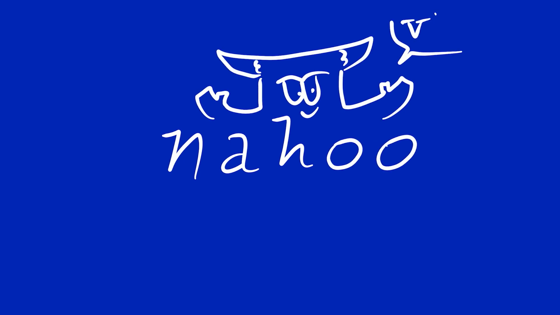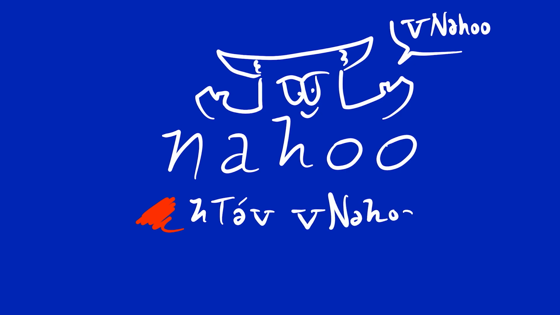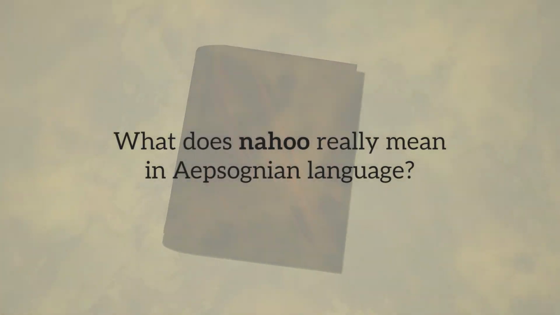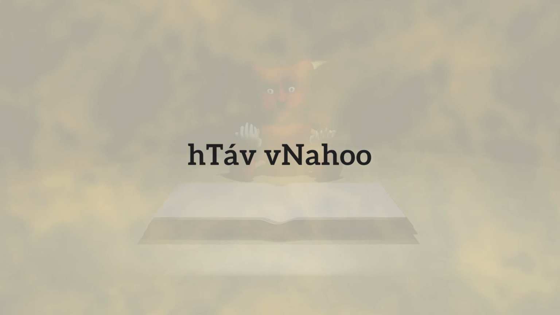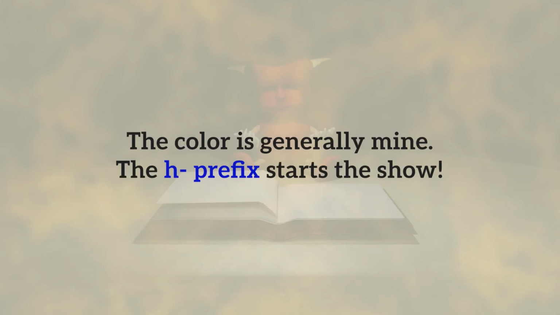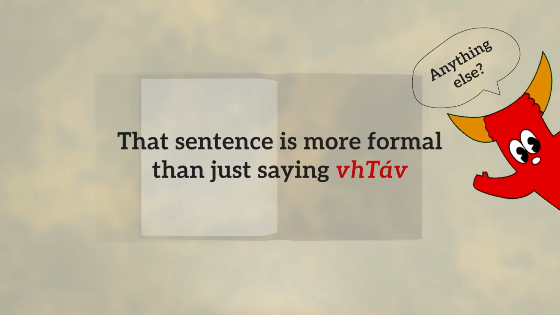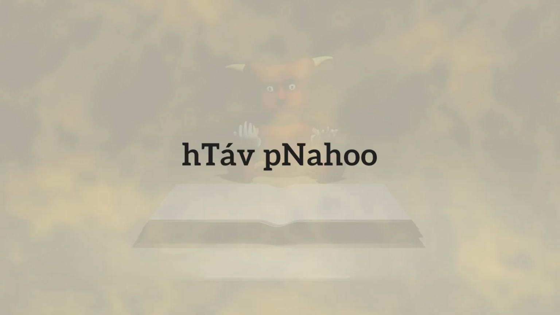In some of the previous videos, I was talking about the word naho. Vnaho, pnaho, and rnaho are the variations of this preposition. However, naho is a word root which is equivalent to of in English. So if we make a sentence like this, htav vnaho, the color is generally mine, meaning there's no exception. And this is a more formal way to say the sentence. Any other example? Here you go. Htav pnaho, the color is yours.